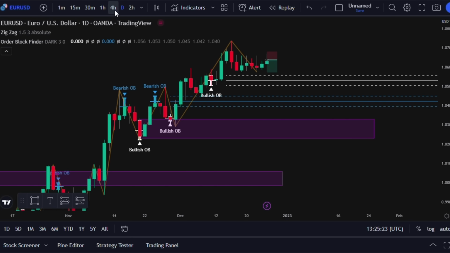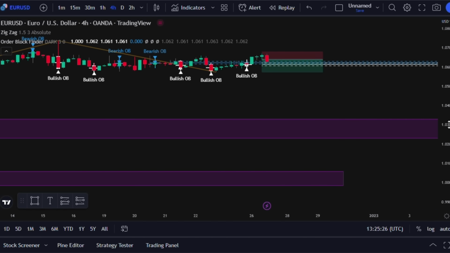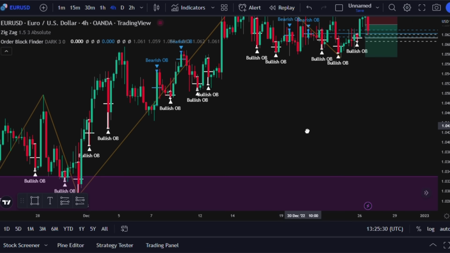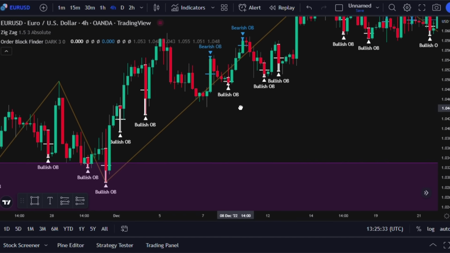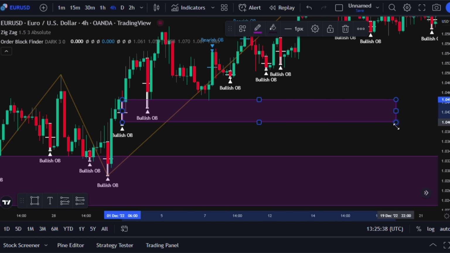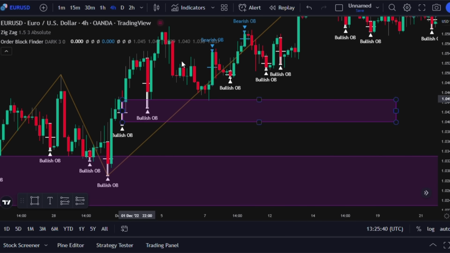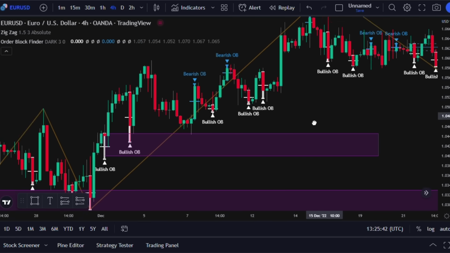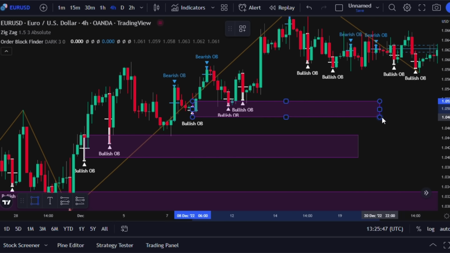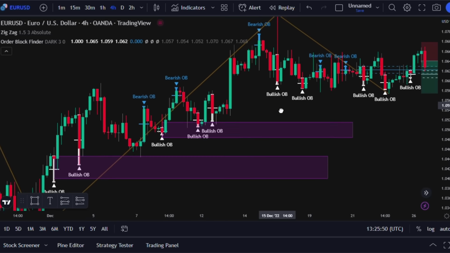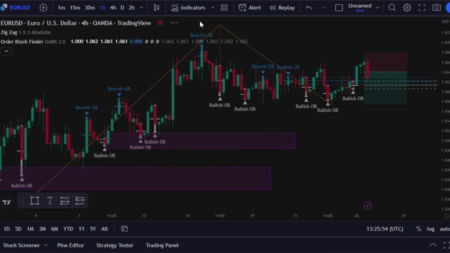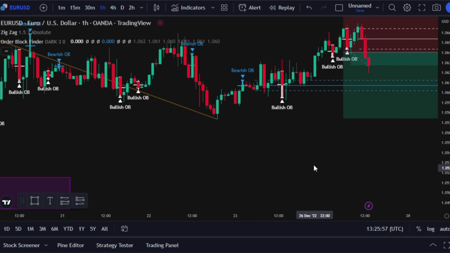We come down to the 4-hour time frame. As you can see here, price has respected this bullish order block. Again here, after touching this bullish order block, price reversed upward. Guys, you can use this indicator on any time period, including 1 hour, 30 minutes, 15 minutes, and 1 minute.